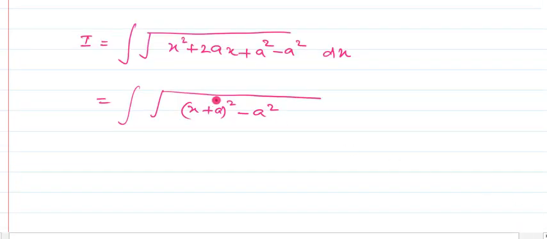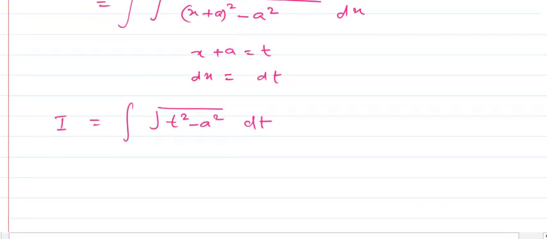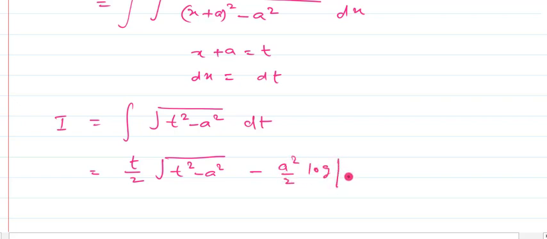Here again you are having two options. Either you can directly go to the identity of square root of x square minus a square, or you can put x plus a as t, then dx is equal to dt. Converting over here, we are getting I is equal to integration of square root of t square minus a square dt. Now use the identity. It is equal to t upon 2 square root of t square minus a square minus a square upon 2 log t plus square root of t square minus a square plus c.